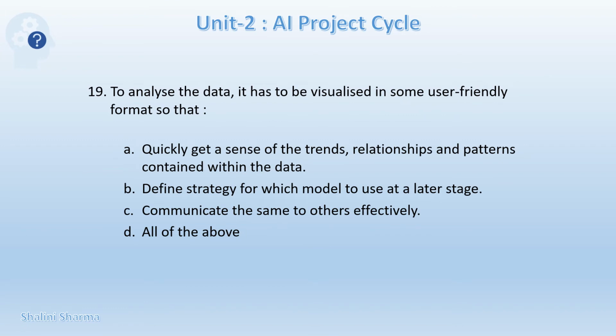Question 19. To analyze the data, it has to be visualized in some user-friendly format, so that you need to opt for the correct option. Option A, quickly get a sense of the trends, relationships, and patterns contained within the data. Option B, define strategy for which model to use at a later stage. Option C, communicate the same to others effectively. Option D, all of the above. And the correct answer is D, all of the above.